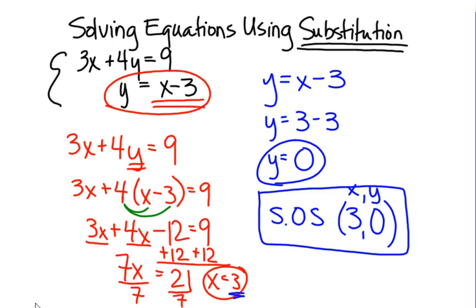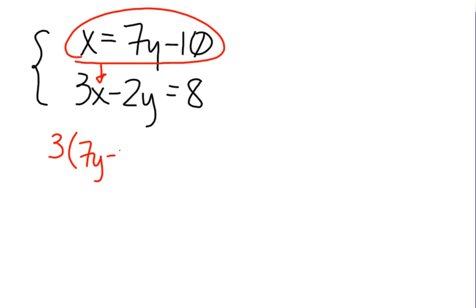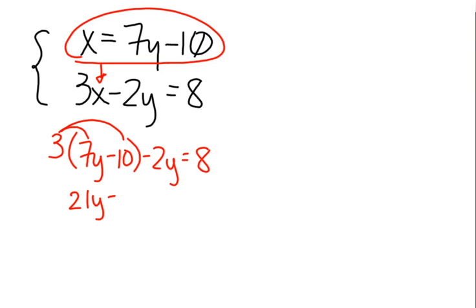Okay? Second problem, we have two equations, x equals 7y minus 10 and 3x minus 2y equals 8. If you notice, x equals 7y minus 10 already is solved for x, so we can plug it in here. So 3 times all of x, 7y minus 10, minus 2y equals 8. Distribute, I get 21y minus 30 minus 2y equals 8.